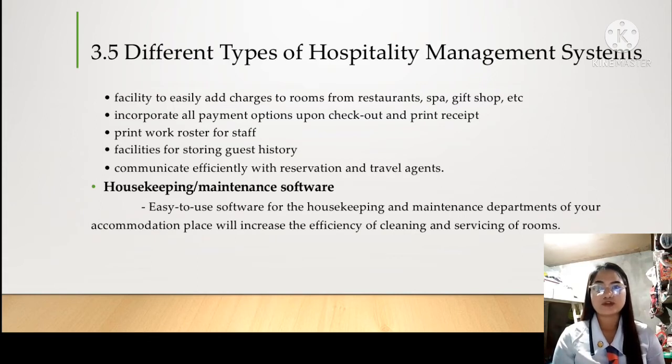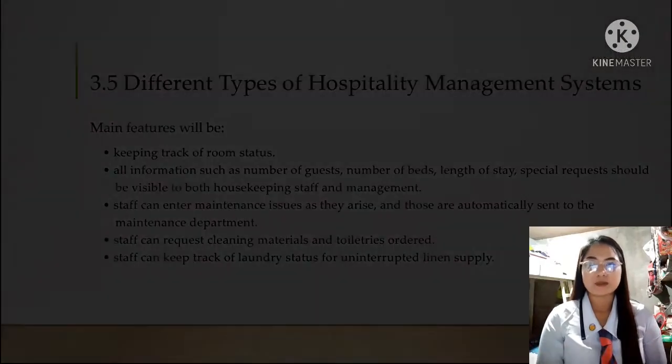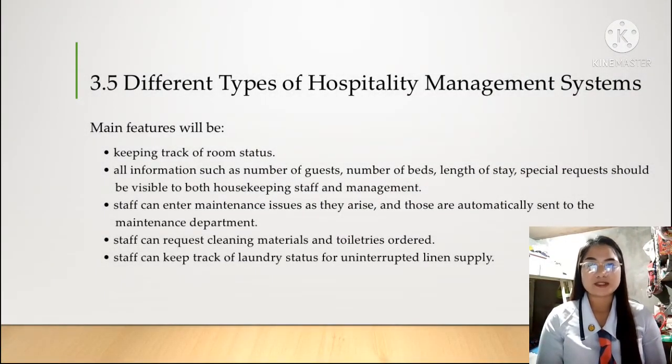Easy to use software for the housekeeping and maintenance departments of your accommodation will increase the efficiency of cleaning and servicing of rooms. Main features will be keeping track of room status, all information such as number of guests, number of beds, length of stay. Special requests should be visible to both housekeeping staff and management.